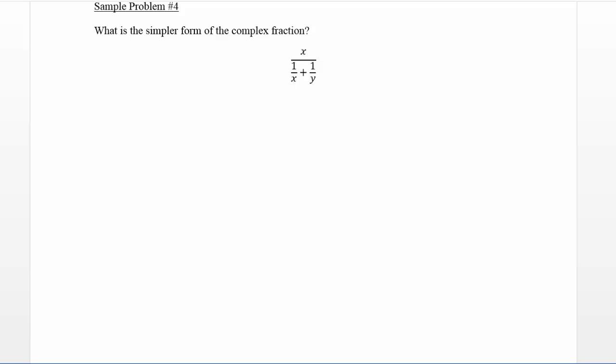Now, generally speaking, a complex fraction would have probably a rational expression in the numerator and a rational expression in the denominator. However, this one is a little bit more straightforward because the numerator is just a polynomial by itself. So I really only have to simplify the denominator first, and then once I'm able to do that, then go ahead and convert it to a multiplication problem. So I'll go ahead and work on that now.